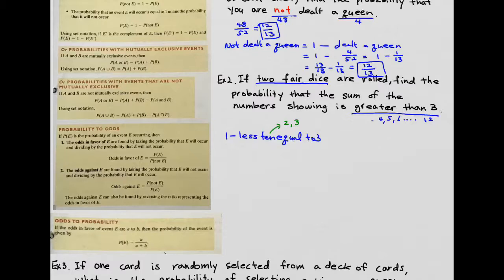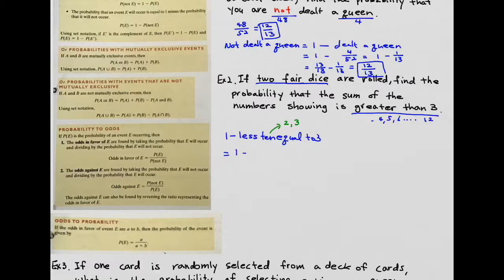Finding the probability of getting 2 and 3 involves fewer outcomes than finding the probability of getting 4, 5, 6, 7, 8, 9, 10, 11, 12. That is a lot compared to 2. So that's why we're using this formula. This is when we're going to really use "not."